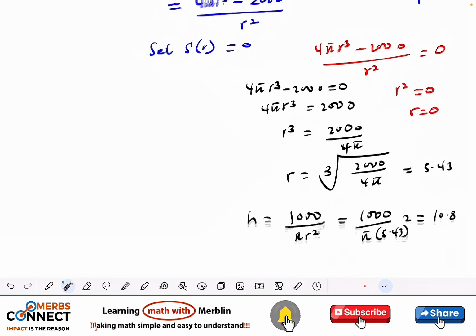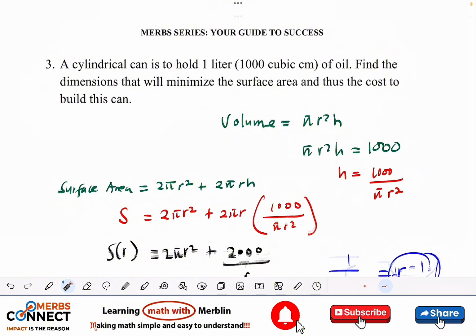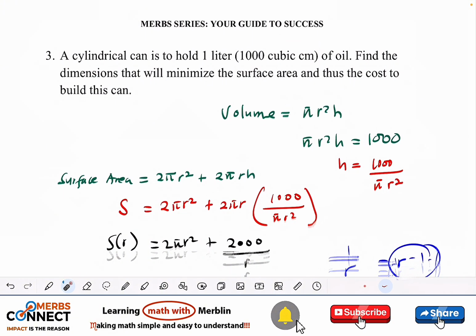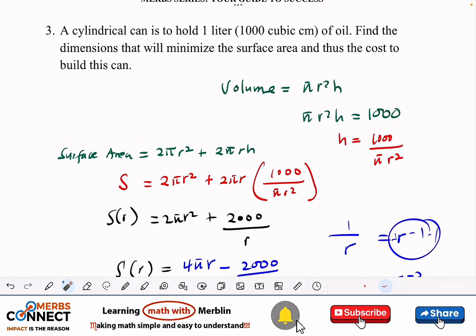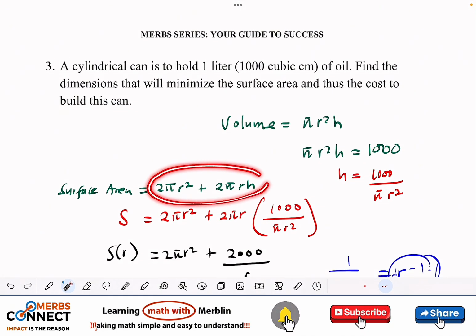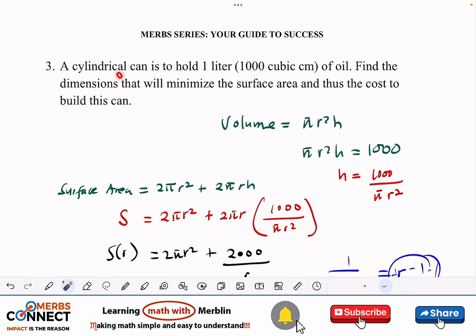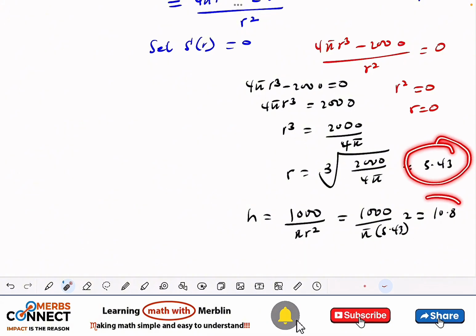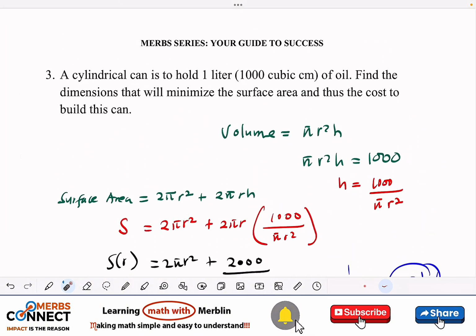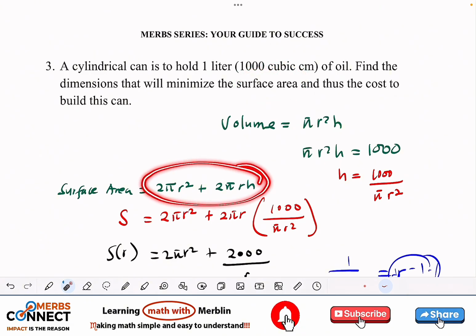So now if we want to find the cost, then we just plug in our h and our r inside the surface area here. And if you want to know the volume, when you plug it inside this one, it's going to give you approximately 1000. So we want to find the dimensions. So this is the dimension, radius and h, and the surface area is when you plug in those values inside this one, then you are done.